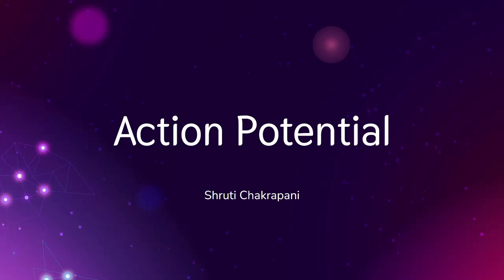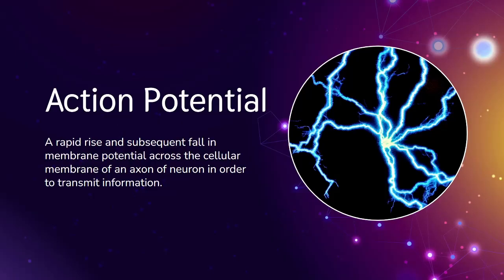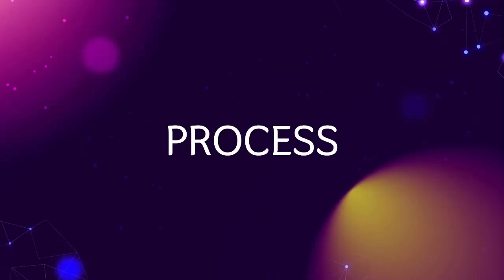Everyone, today I'm going to be explaining action potential. What is action potential? Action potential is a rapid rise and subsequent fall in membrane potential across the cellular membrane of an axon of a neuron in order to transmit information. Action potentials either help excite the message to the next neuron or inhibit the message.